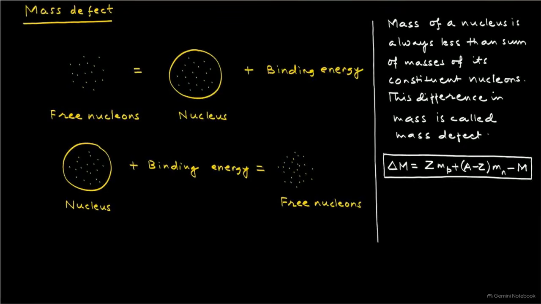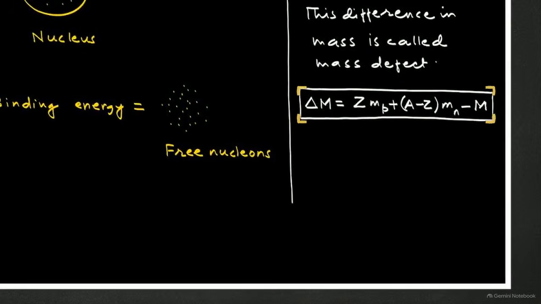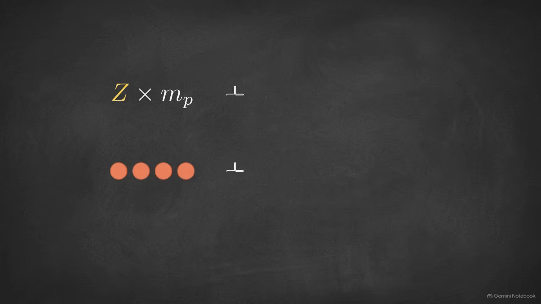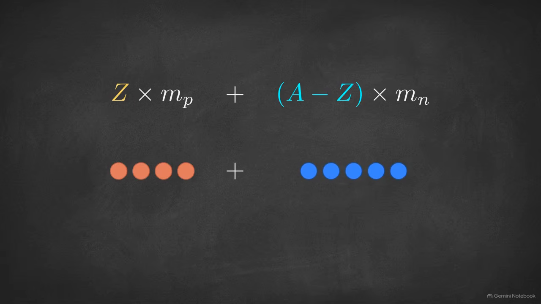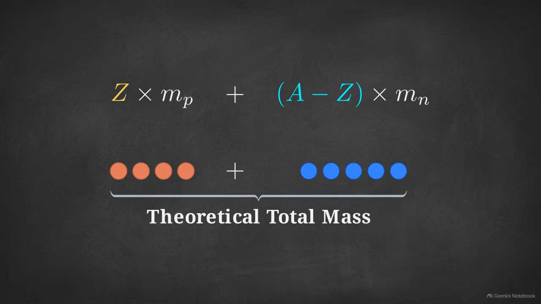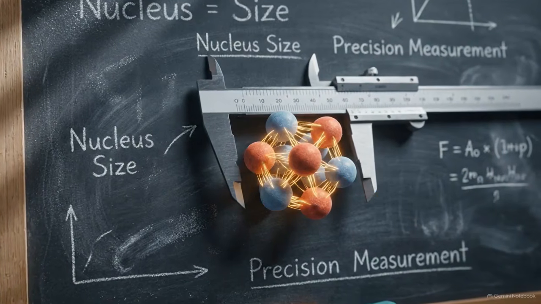Looking at the physics manuscript, we see this missing mass formally defined as the mass defect. We can express this discrepancy algebraically to calculate exactly how much mass vanishes when a specific nucleus forms. First, we take the number of protons, represented by the variable Z, and multiply it by the resting mass of a single proton. Next, we add the mass of the neutrons. We find this by taking the atomic mass number, A, subtracting the protons, and multiplying that result by the mass of a single neutron. That gives us the theoretical total mass.